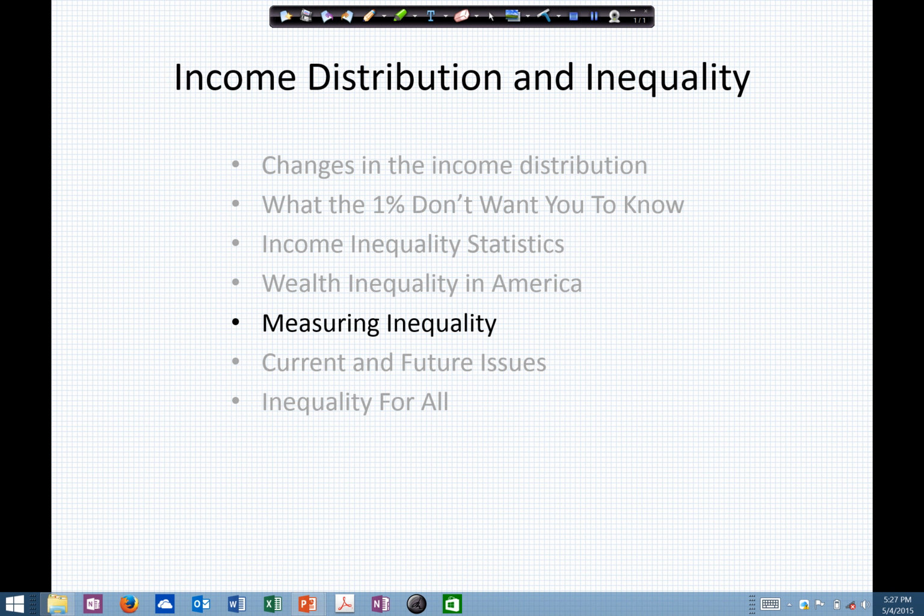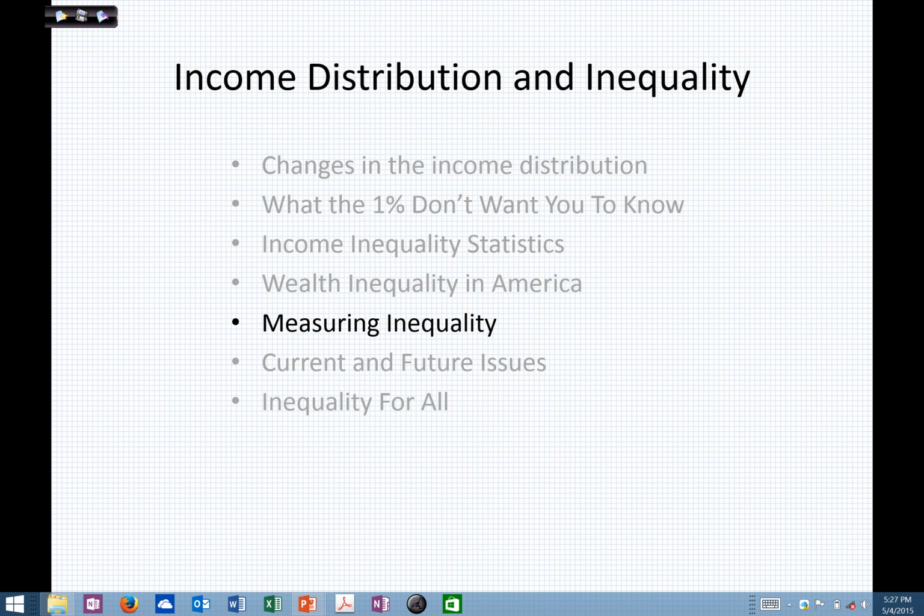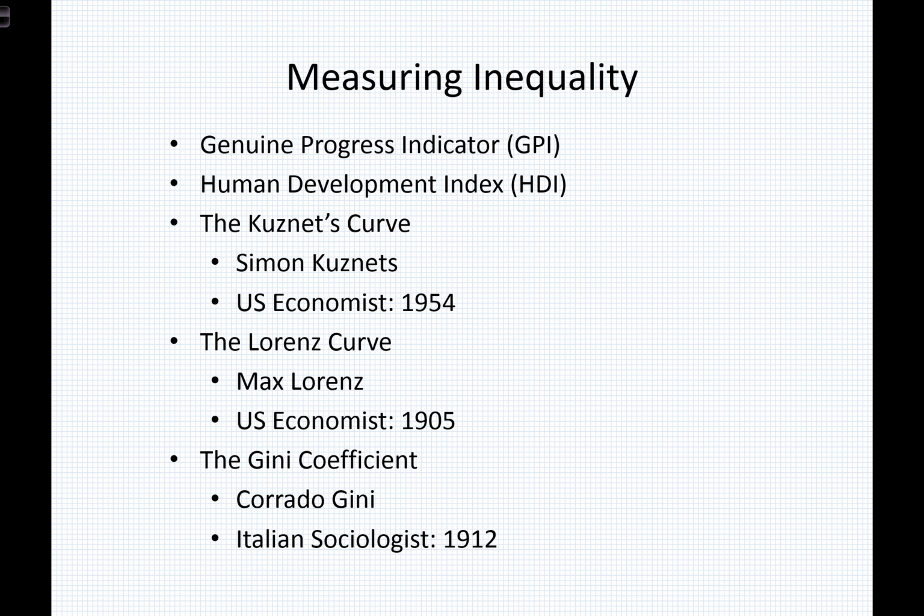In this segment on income distribution and income inequality, I'd like to take a look at a few of the different ways, or metrics, with which we measure inequalities within our society. First, let's talk about something referred to as the genuine progress indicator.